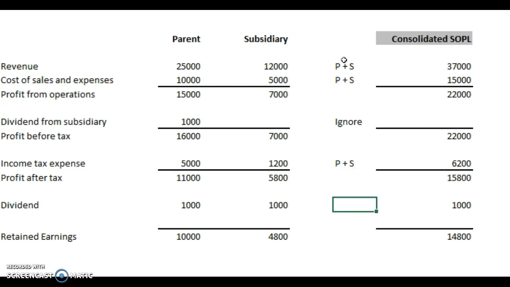And the dividend here is just the parent dividend going out of the group. So that's 1,000. Or rather, let's say parent only. Which just leaves a simple calculation for retained earnings of 14,800. So that is the simple consolidated statement of profit and loss.